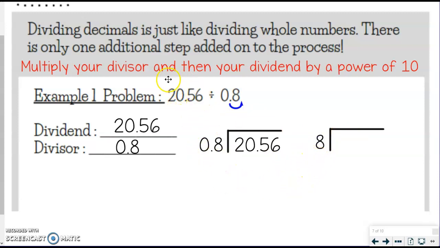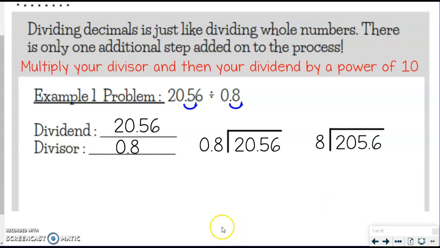But I can't just leave the 20.56 all by itself like I didn't do anything to it, because that changes the problem to a completely different problem. But if we do the exact same thing that we did to our divisor to our dividend and move that decimal over as well, multiplied by a power of 10, that allows us to keep the problem what we call equivalent. Basically it's equal is what that word equivalent means. So now our dividend is 205.6.